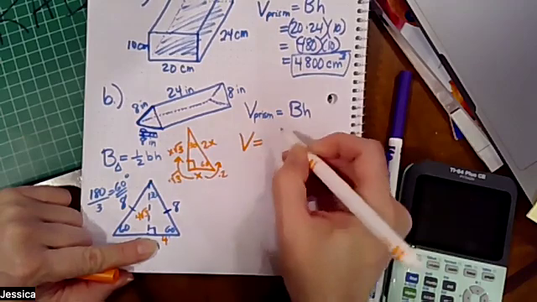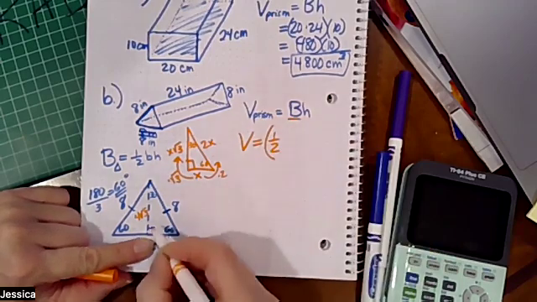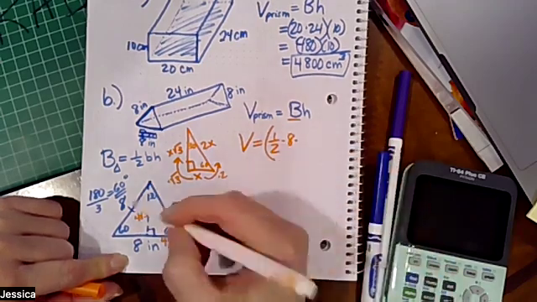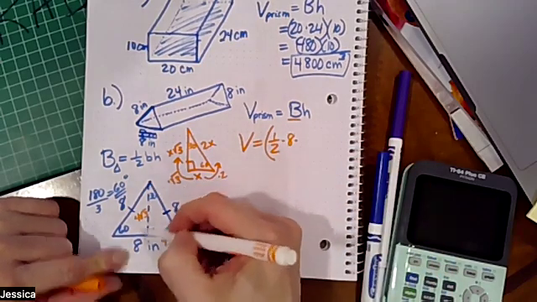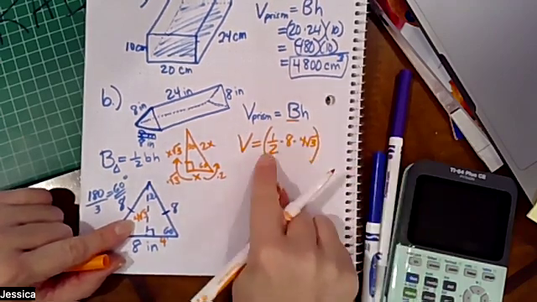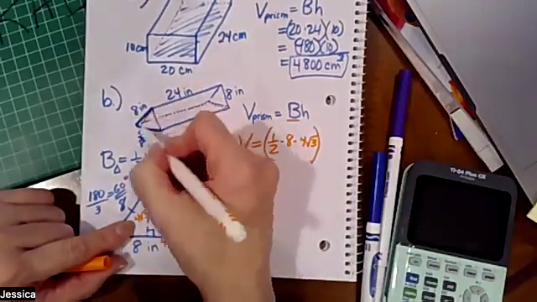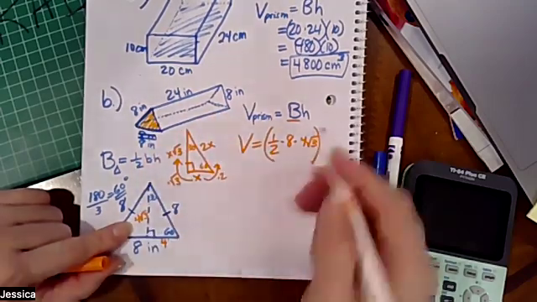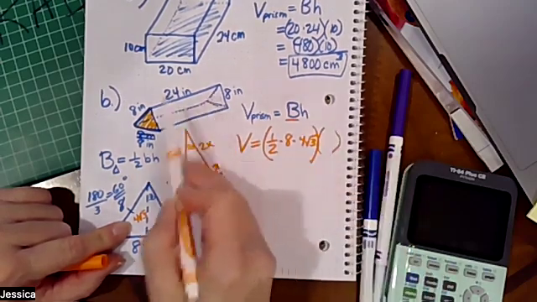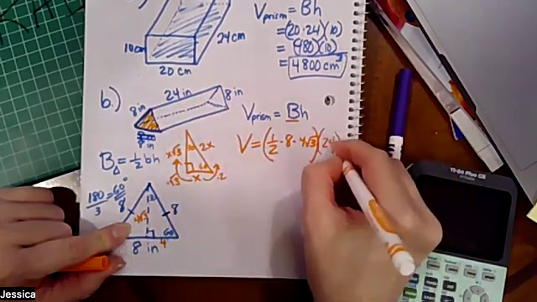The volume of this prism then is going to be, for the base, 1/2. Your whole base is 8. And the height of this is 4 square root of 3. Okay, now that is just finding the area of this triangular base. So that's B, area of the base, times your height of this 3D prism, which is 24 inches. So 24 should go right there.